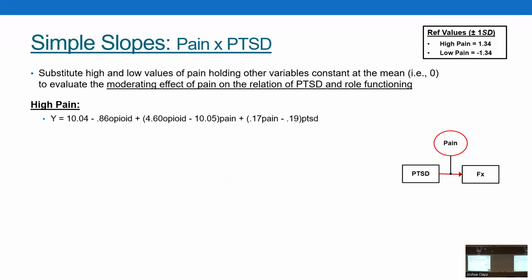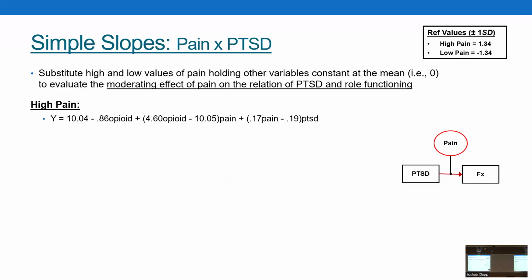So here, once we've centered pain, we've got a standard deviation above. This is another thing that centering makes nice, right? If the mean is 0, standard deviation above or below is just plus or minus the standard deviation value. So we've got high pain is 1.34, low pain negative 1.34. And so for high pain, we just go through and plug in our value of 1.34 for pain.